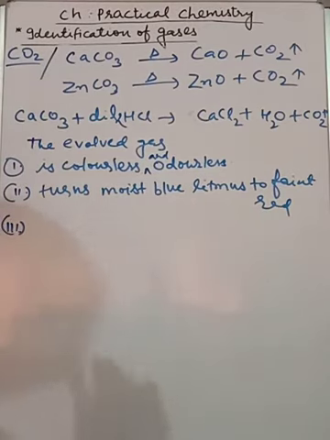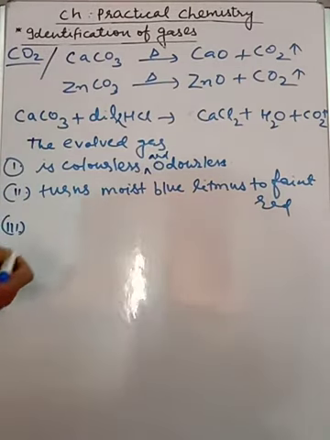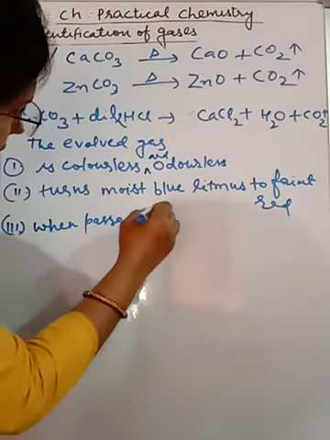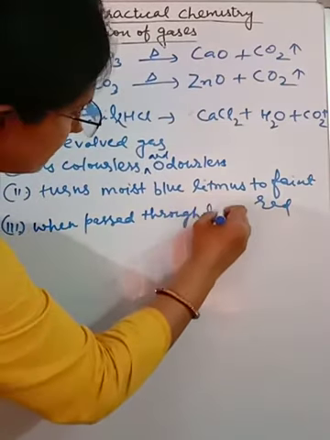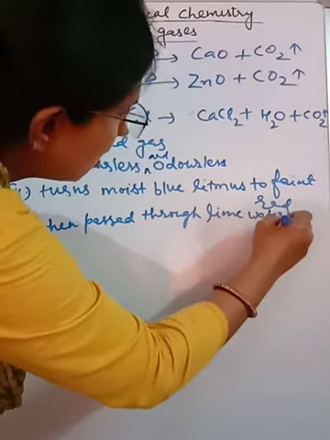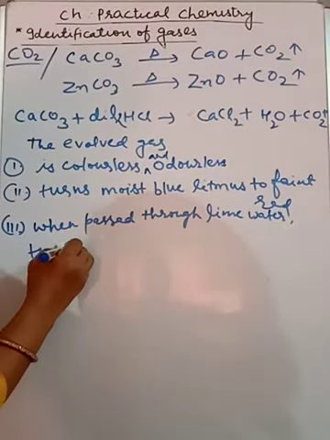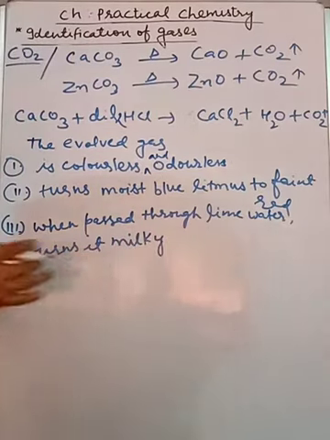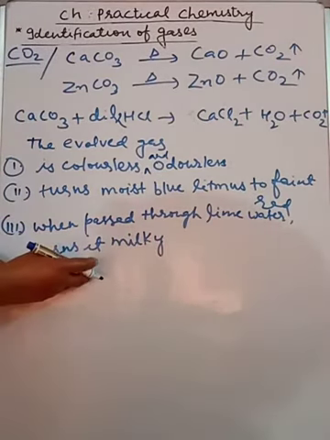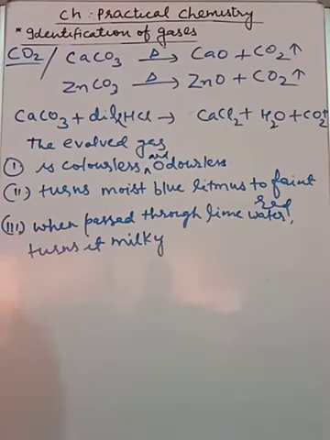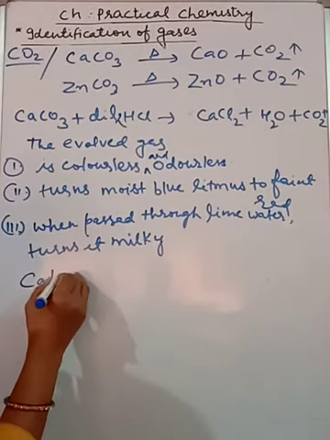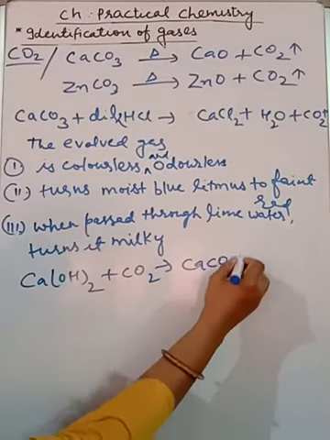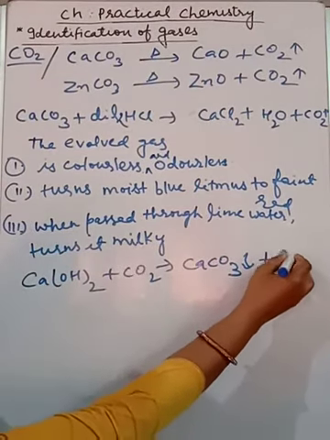Third point, very common: when passed through lime water, it turns it milky. For this we will get one reaction, and we are going to continue. See how it turns milky: Ca(OH)2 plus CO2. Then, due to formation of calcium carbonate, which is insoluble in water, you will get milkiness.